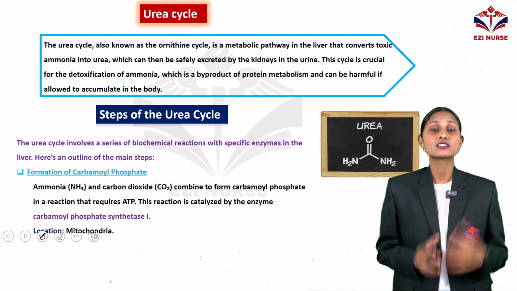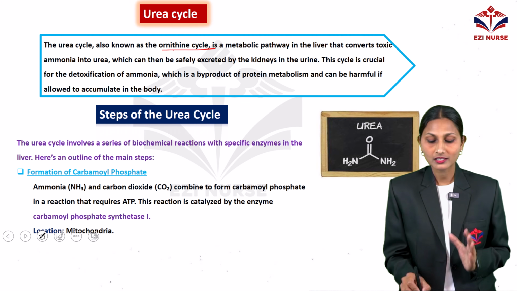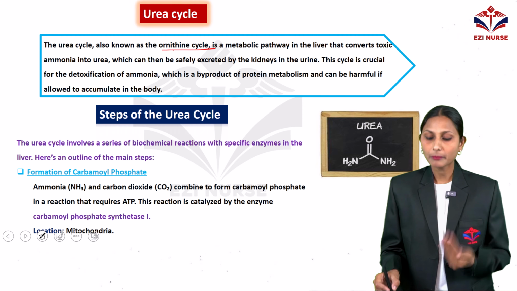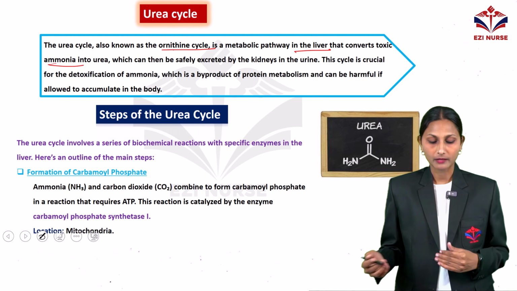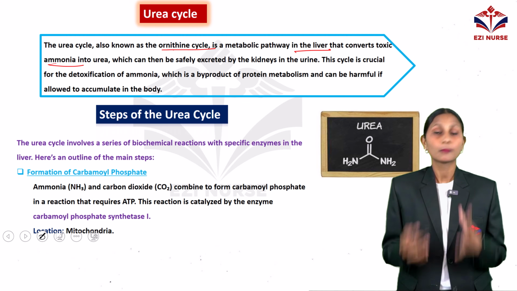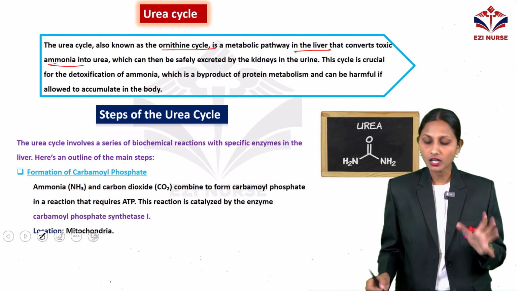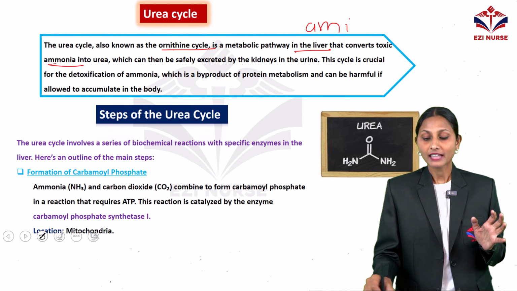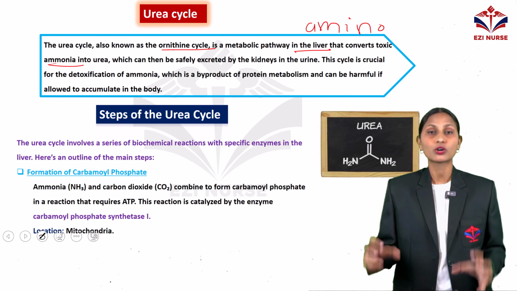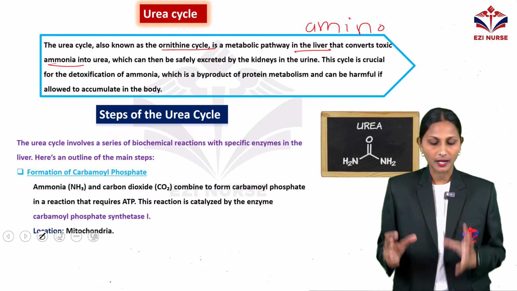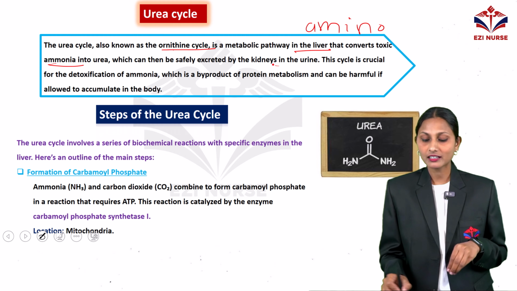Next we will discuss the urea cycle. The urea cycle is also known as the ornithine cycle. It is a metabolic pathway in the liver that converts toxic ammonia into urea. In our body, protein is broken down and converted into amino acids, and amino acids are nitrogenous compounds, so you will find ammonia in them, which can then be safely excreted by the kidney as urea.